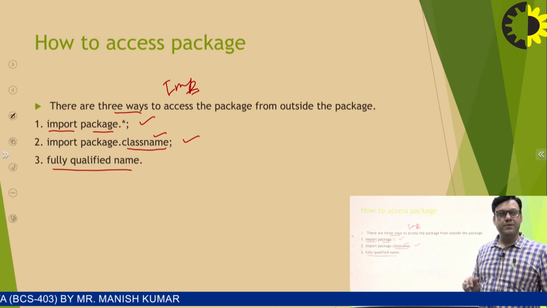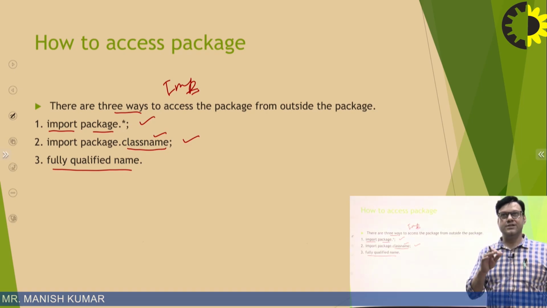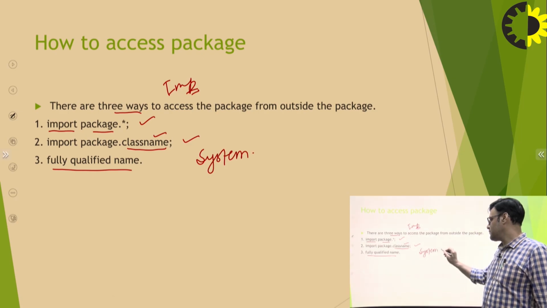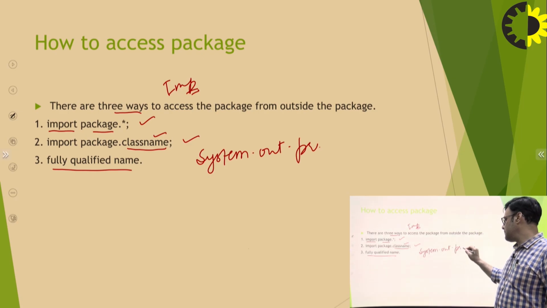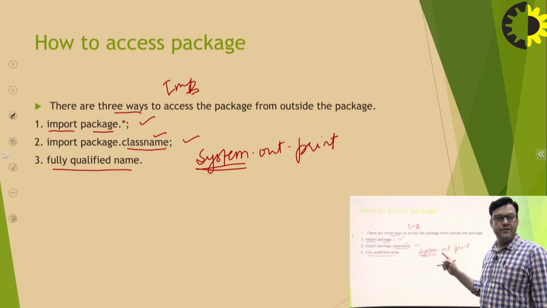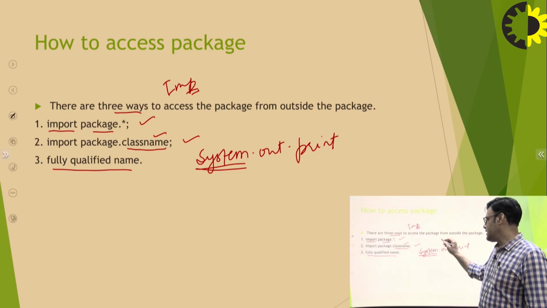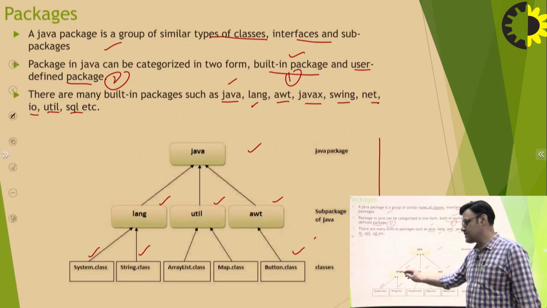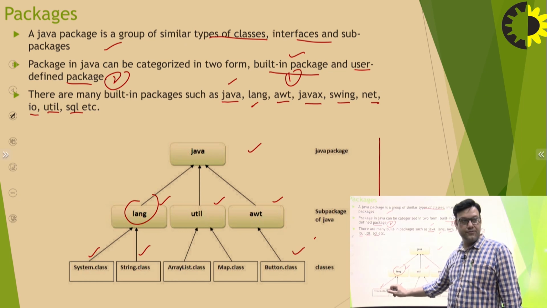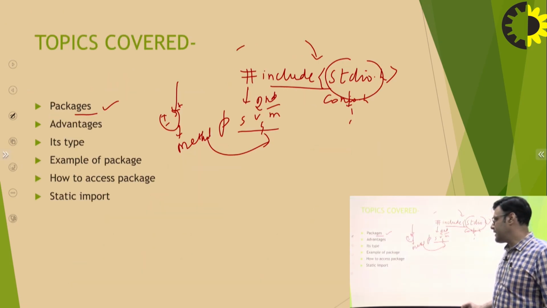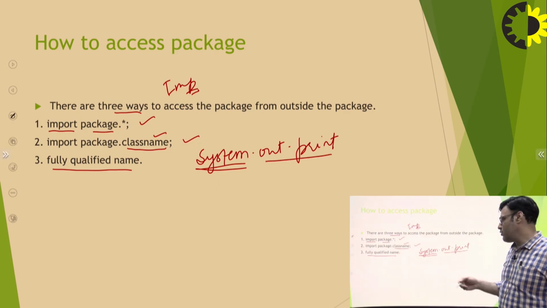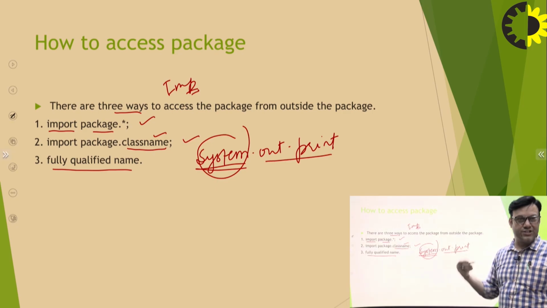Fully qualified name means, for example, that I know I am going to use System.out.println. This means we know that it is under the java.lang package, which I have shown you before. Under this we have the class System, and we are creating an object here, right? So we can directly use out.print if we already know where this System class exists.